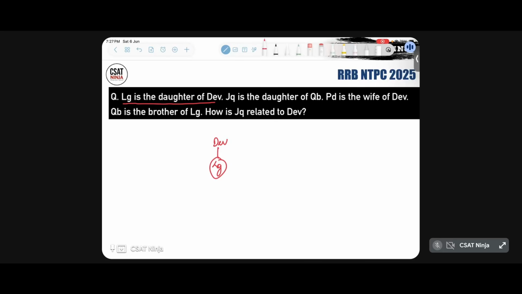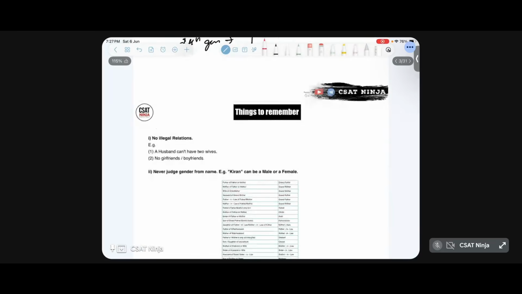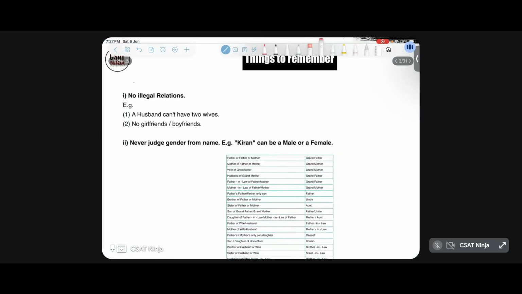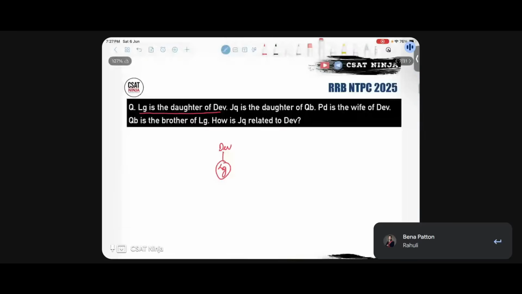Oh, I forgot to mention one more thing here. Is it written down here? Yeah, this one. Never judge a gender by the name, which means that Rahul or Rashmi can be a boy as well. So never judge a gender from their name. Okay, keep that in mind. Getting back to the question.